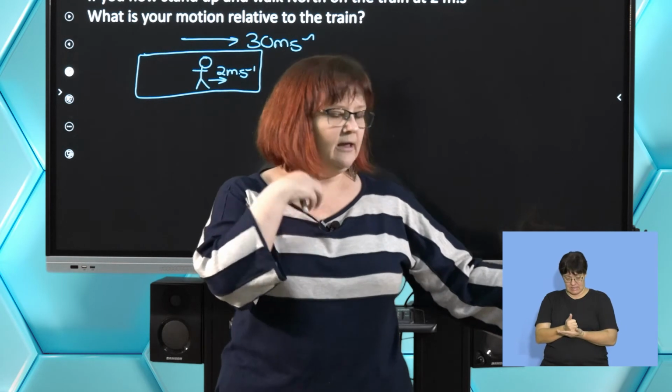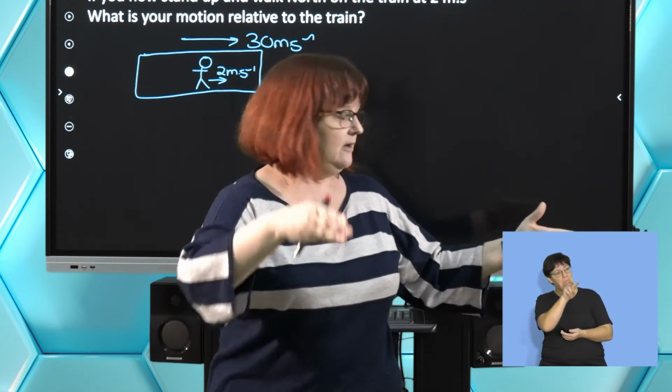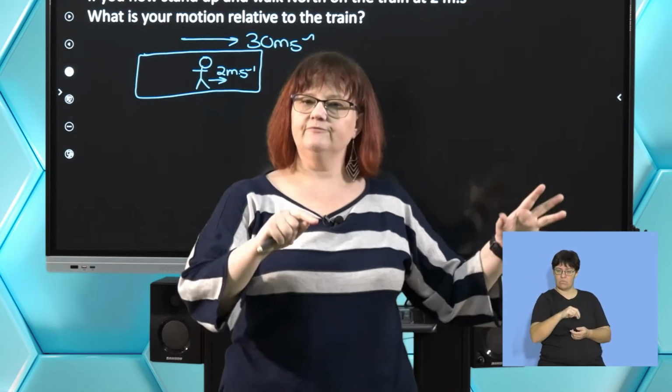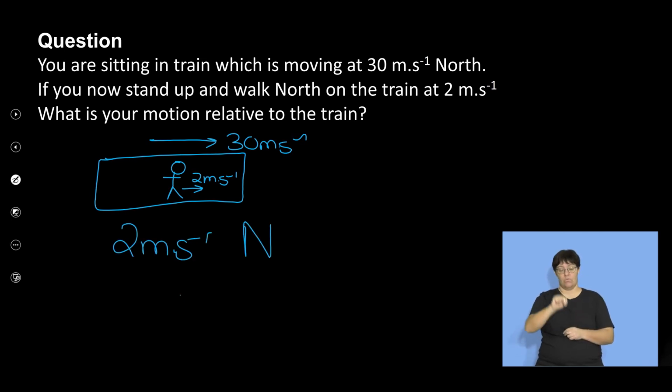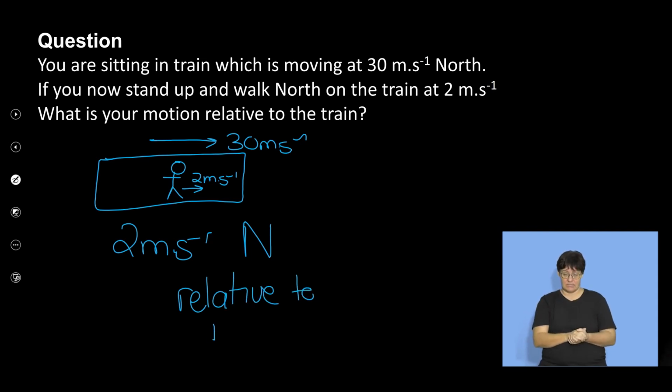So think about it this way. If somebody was sitting in the train and now watched you walking, they would go, you're walking 2 meters per second north relative to the train. Because we're not worried about what's going on around the train, we're worried about what's going on in the train. So your motion would be 2 meters per second north relative to the train. Okay, that's my frame of reference.